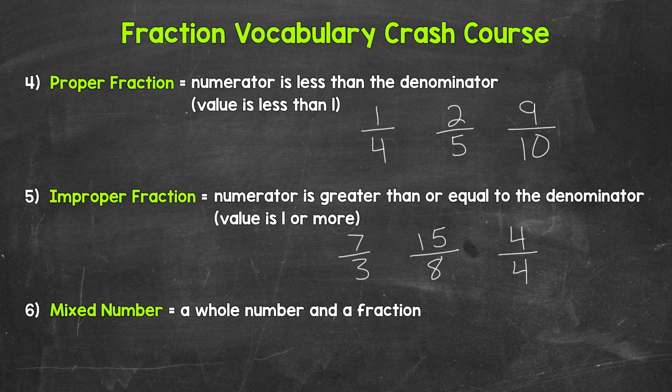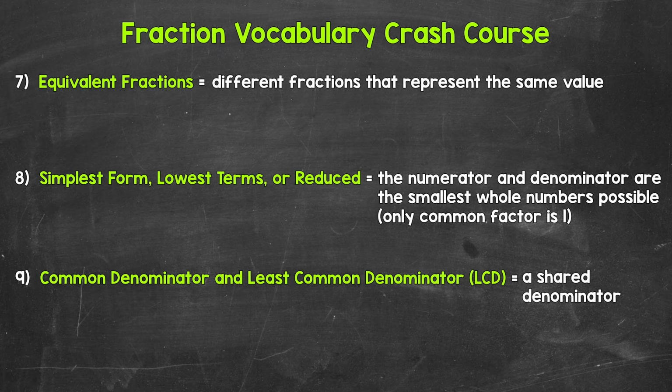Then we have mixed number. That's just a whole number and a fraction. For example, 2 and 5/6, 3/4, and 12 and 7/10. Those are all examples of mixed numbers. We have that whole number and fraction. Let's move on. Now let's take a look at equivalent fractions.